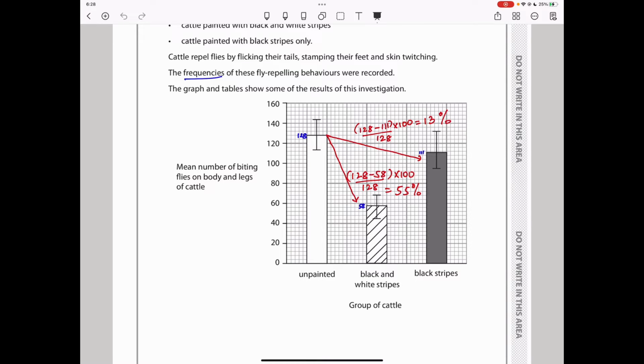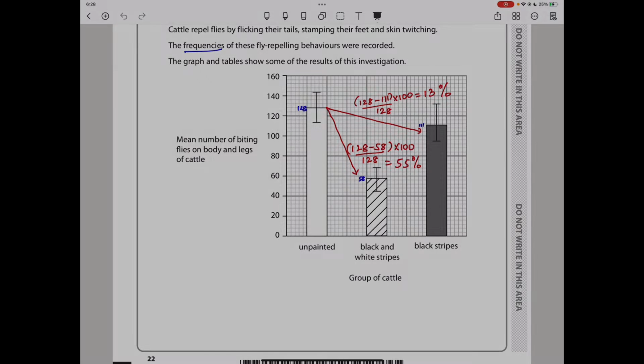So let's see, here we have the unpainted cars, unpainted cows or cattle. You can see they had more mean number of flies. Those that were painted black and white had a little bit lower in comparison to the others. And the black stripes also had a little bit higher, but a little bit lower than those that were unpainted. So these are the cattle, and then here we can see the mean number. So I will continue to the next page.